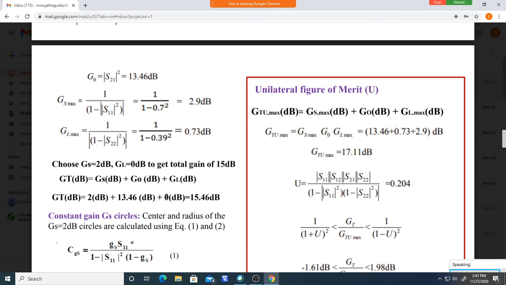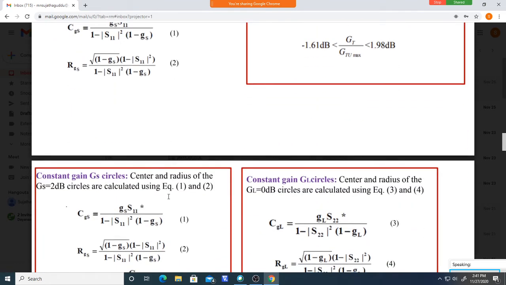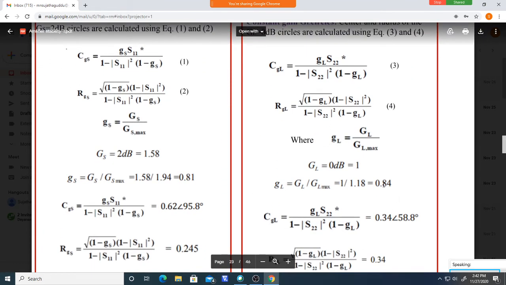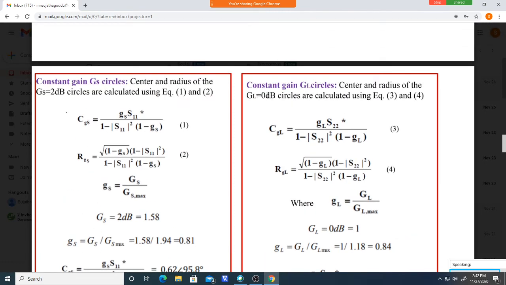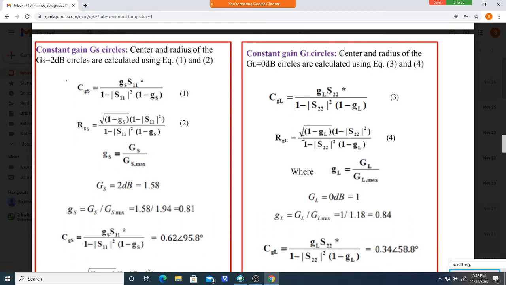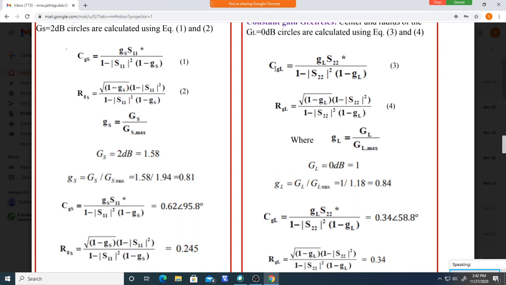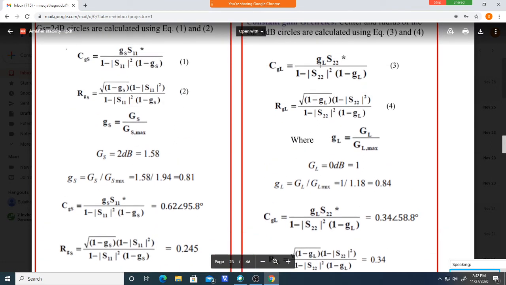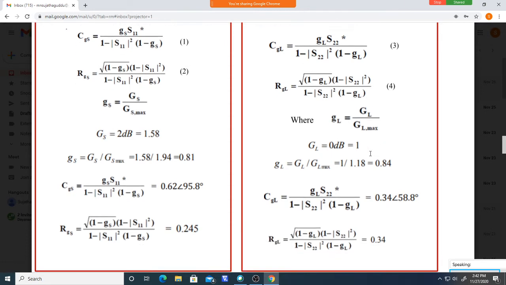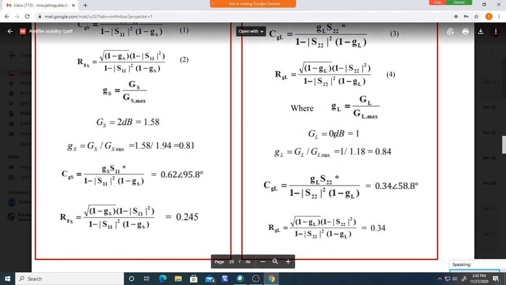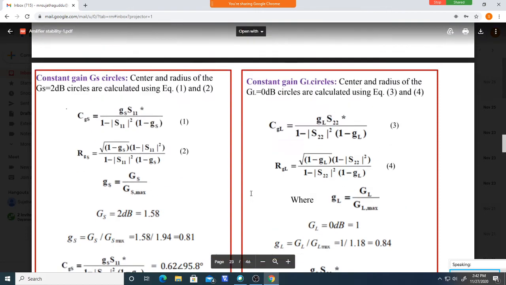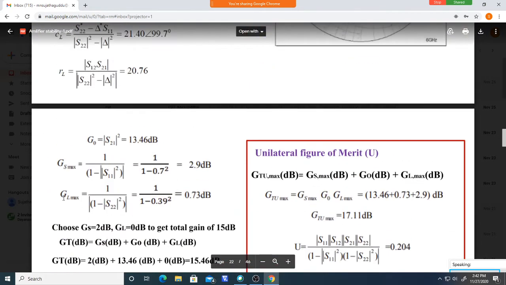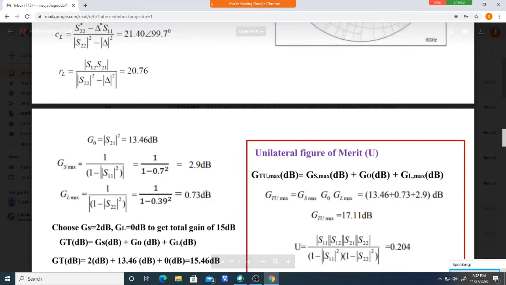To get 0 dB, again a 0 dB circle you should draw. Here, the center and radius for GL equal to 0 dB. You should draw the 0 dB gain circle, the output gain circle. To get the center and radius, we need a normalized gain GL. GL is the required value, 0 dB we require. In terms of ratio, it is 1. GL maximum is 0.78 something, and GS maximum is 0.73 dB.